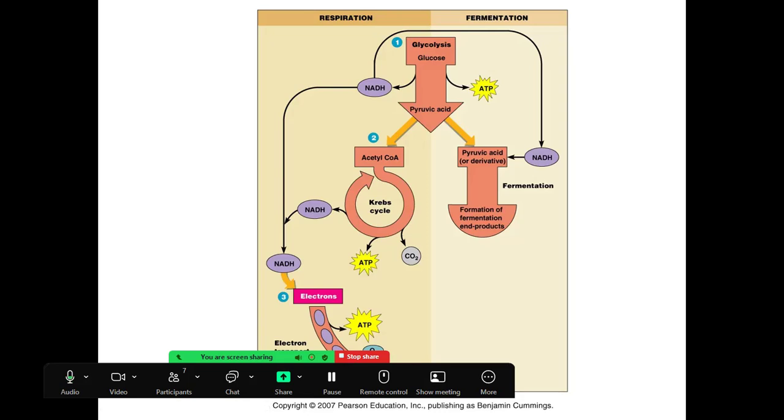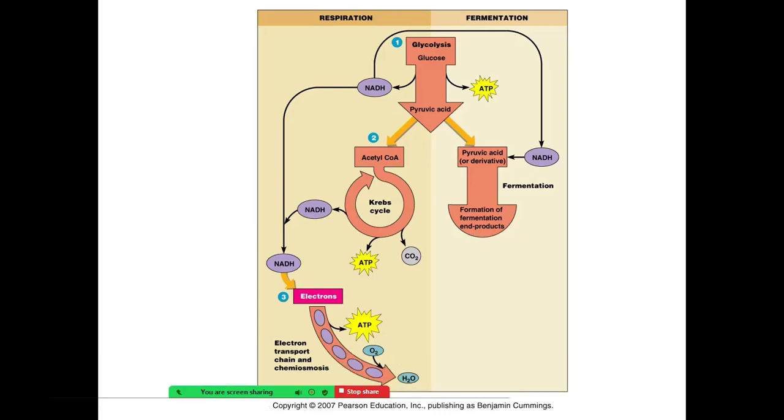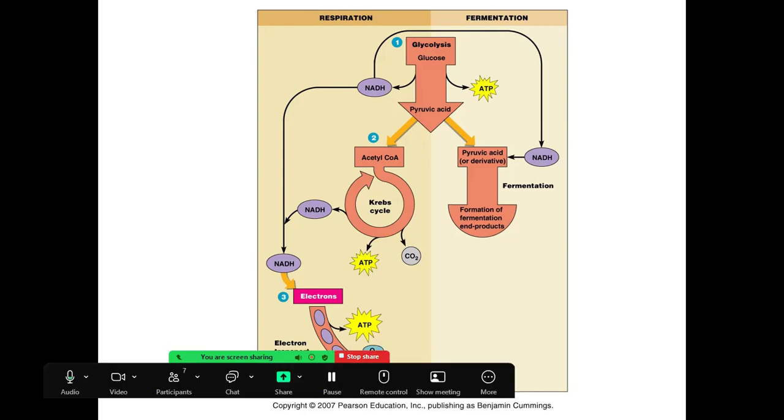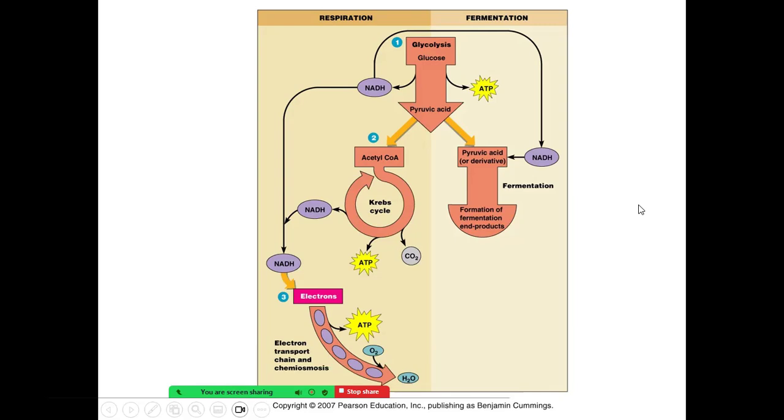aerobic respiration. And in this step, ATP production goes into high gear, meaning we make a lot more ATP in the electron transport chain than we do everywhere else in aerobic respiration. Any question about any of that?